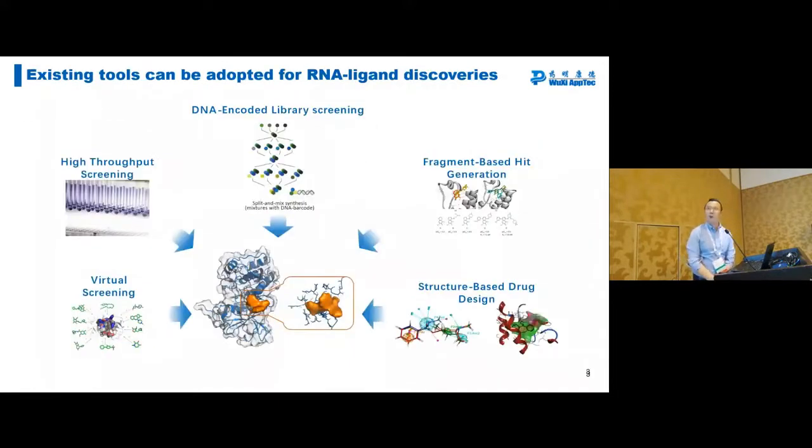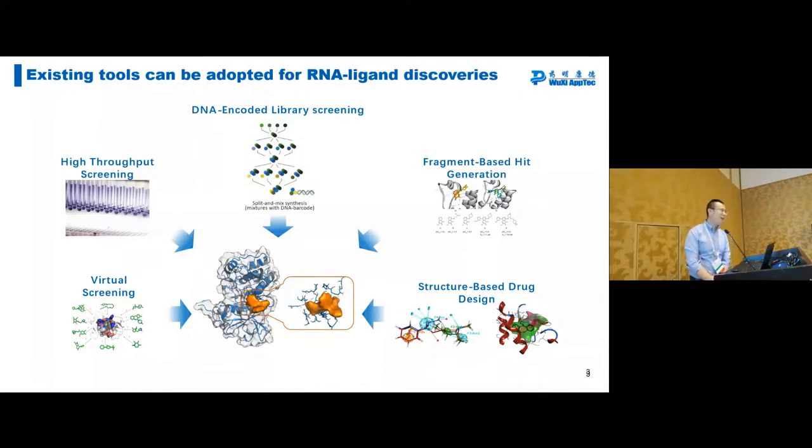So this gives us hope that we may be able to use some of the existing tools from the protein small molecule drug discovery world for RNA ligand discoveries. This includes HTS, DEL screenings, fragment screenings, as well as structure-based and virtual screening methods.